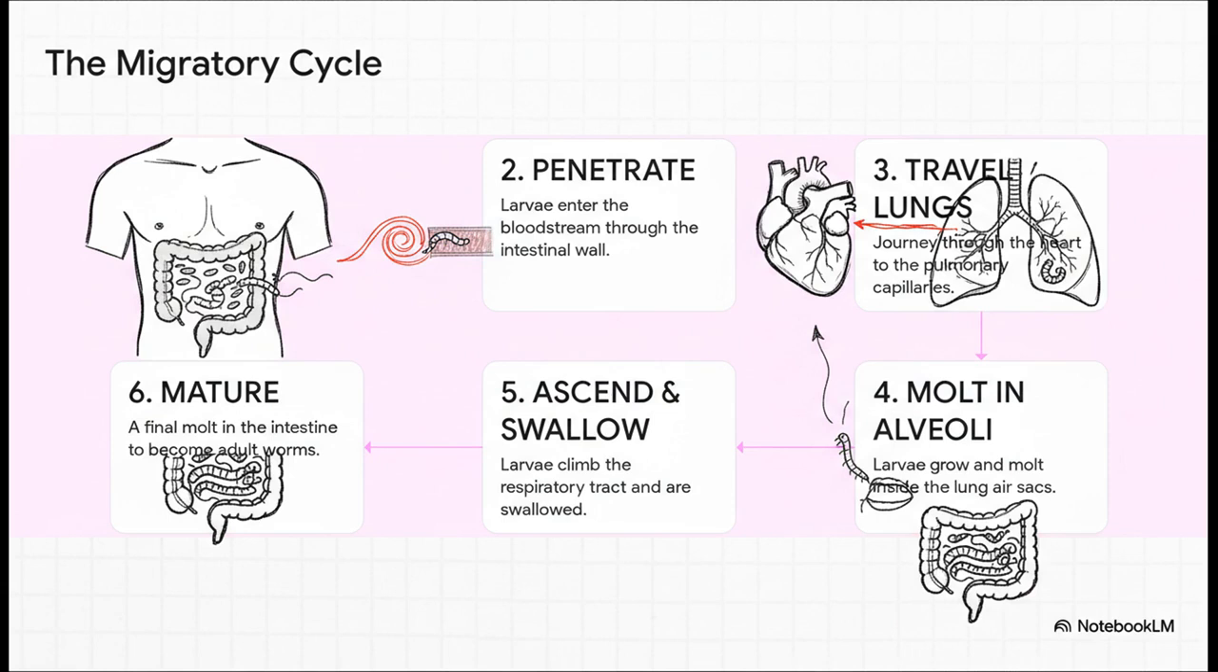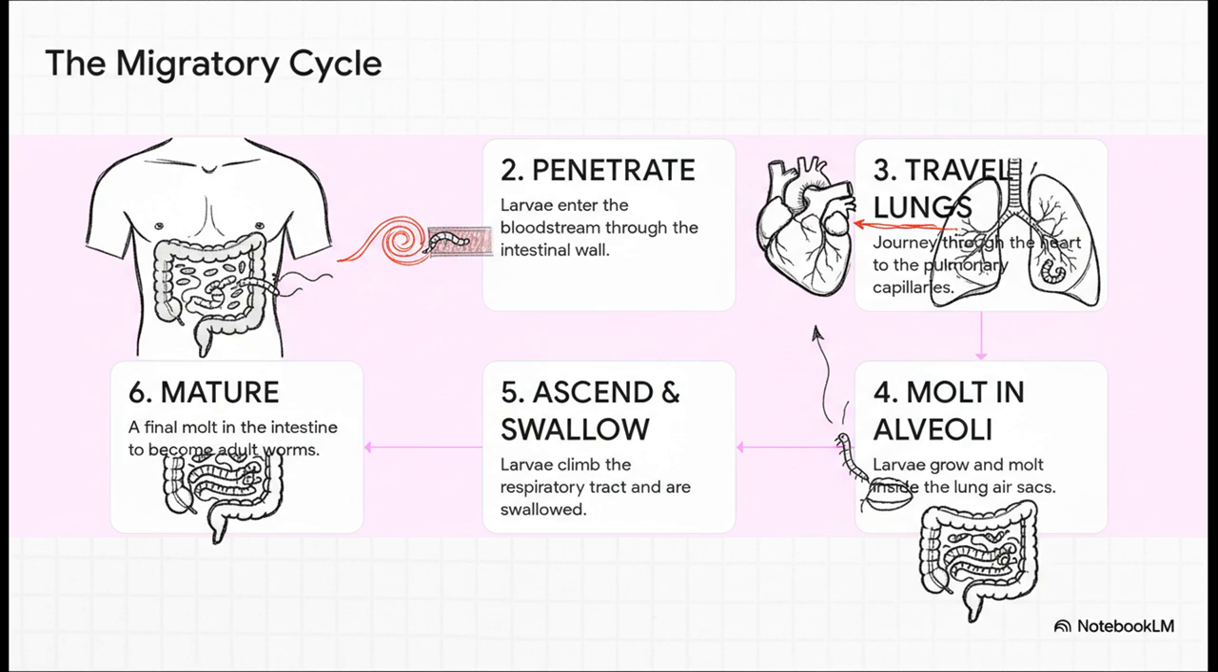But the larvae don't stay put. Nope. They burrow through the gut wall, hop into the bloodstream, and basically take a road trip through the heart and into the lungs. In the lungs, they grow and molt inside those tiny air sacs, the alveoli. Then they climb up the respiratory tract to the throat, get swallowed for a second time, and end up back in the intestine to finally become adult worms.